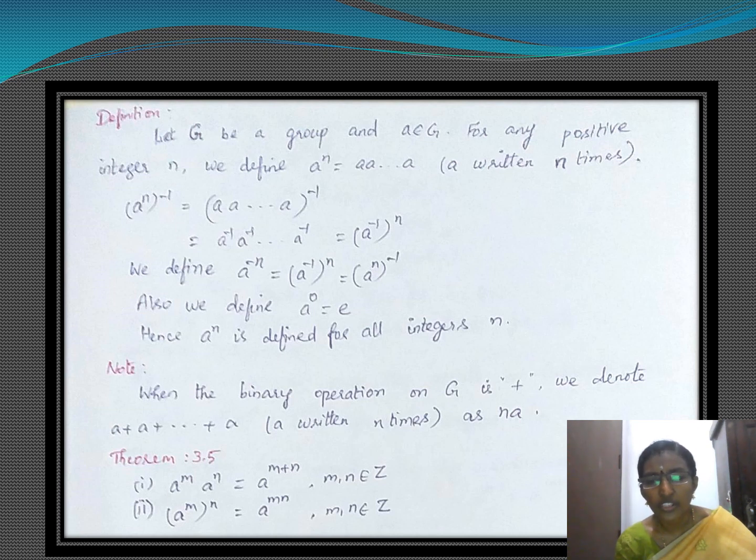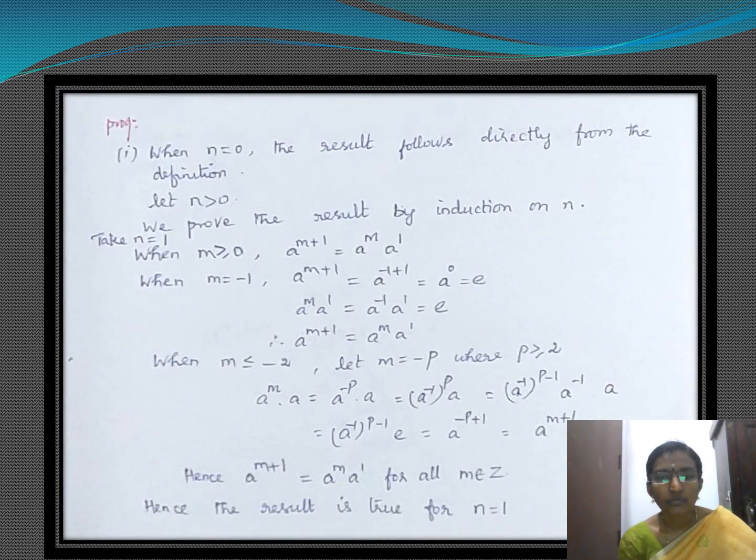From these two definitions, we are going to prove property number 5, theorem 3.5. First: a^m a^n equals a^(m+n). Second: (a^m)^n is equal to a^(mn). Both m, n belong to Z. Let me prove the first property.